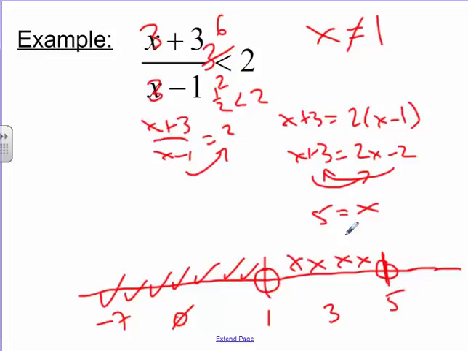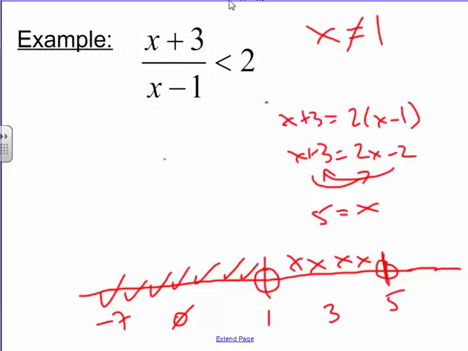All right. I can check another point just to confirm it, just make sure I didn't do it wrong. I'll get rid of some of this. It's getting a little busy here. 4. 4 plus 3 is 7. 4 minus 1 is 3. Is 7 over 3 less than 2? 7 over 3 is 2 1/3. It is not less than 2. It's slightly more than 2, actually. So yeah, it looks like this region's out.